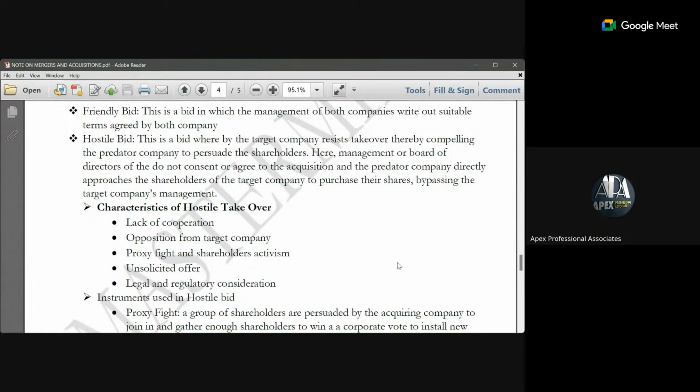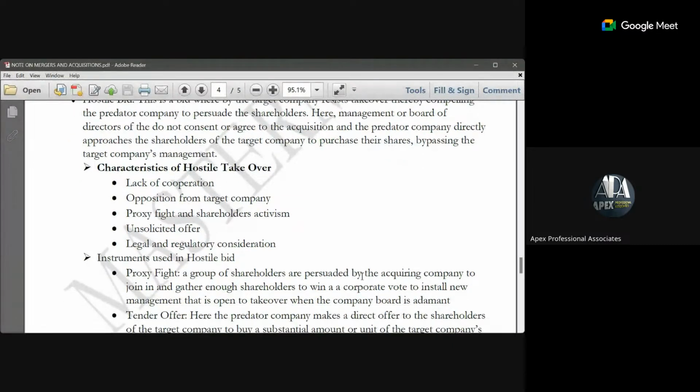We have lack of cooperation, where the management, the predator company, the target company, the shareholders, they are all saying different things. The predator company wants this, the management say no, they don't want it. Then the shareholders of the target company also are giving their own offer. So there is lack of cooperation. There is no unity. There is no uniformity there. When you see that, it is a hostile takeover.